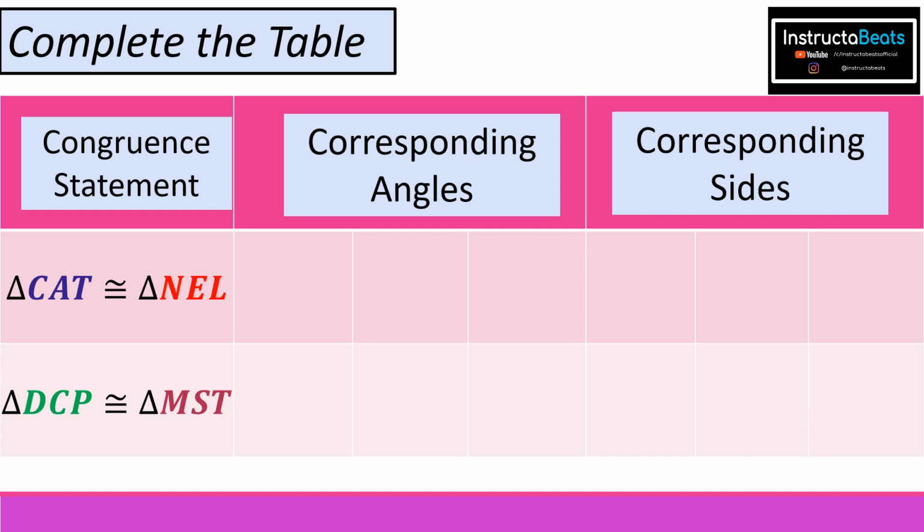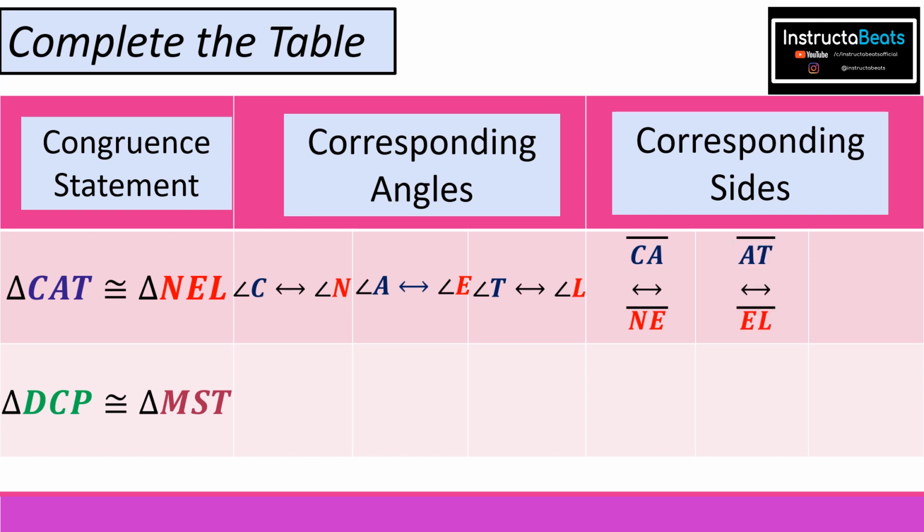For congruent statement number 1, triangle CAT is congruent to triangle NEL. So the corresponding angles are, angle C corresponds to angle N, angle A corresponds to angle E, and angle T corresponds to angle L. And for the corresponding sides, we have side CA corresponds to side NE. Side AT corresponds to side EL. And side CT corresponds to side NL.